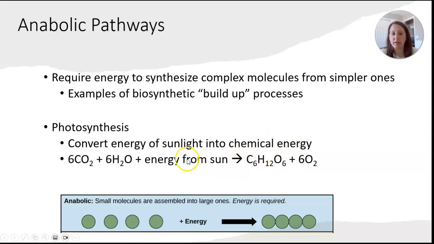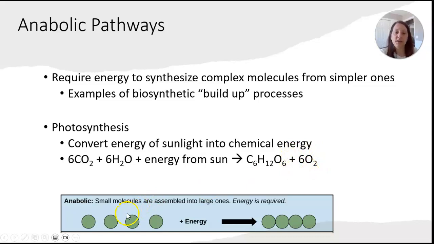Okay, so here's the formula for photosynthesis. So we have 6 CO2, CO2 is carbon dioxide, plus 6 molecules of water, H2O, plus energy from the sun in the form of wave energy, is going to yield glucose, C6H12O6, and 6 molecules of oxygen, which is O2.